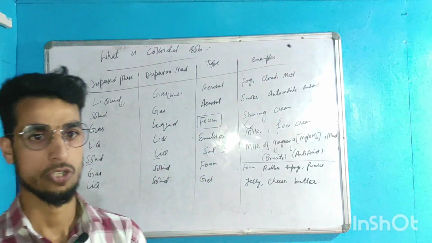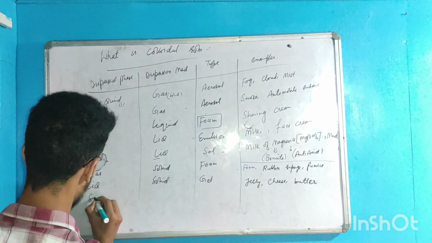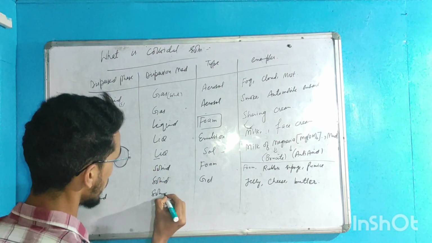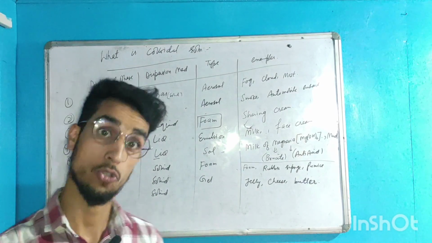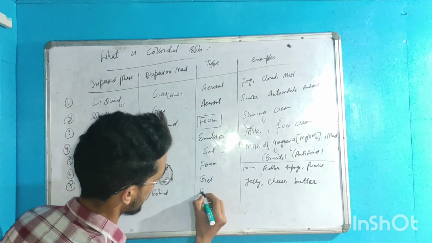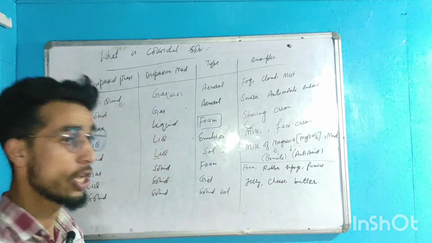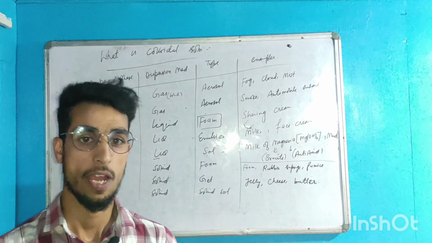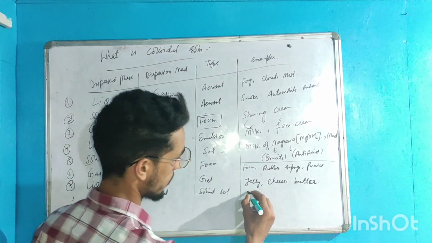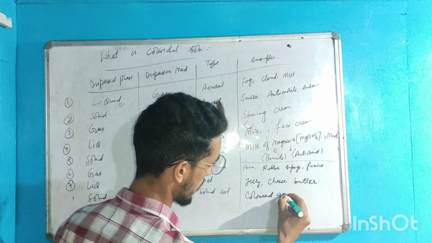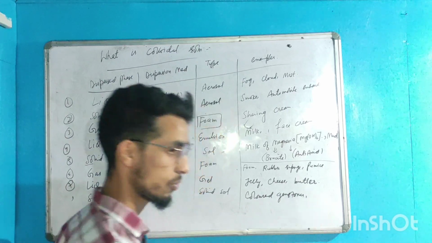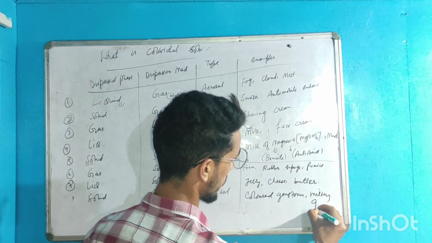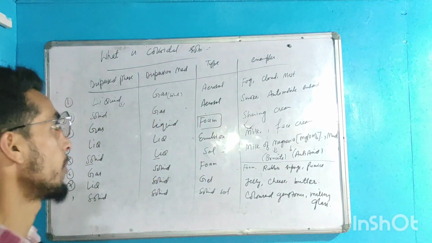Now, the last one, the eighth one, is solid in solid, where the dispersed phase is solid and it is dissolved in a dispersion medium of solid. This is a type of solid sol. Solid sol is a type in which the dispersed phase is solid and the dispersion medium is also solid. The best example is colored gemstones, along with milky glass. So this was all about colloidal solutions.